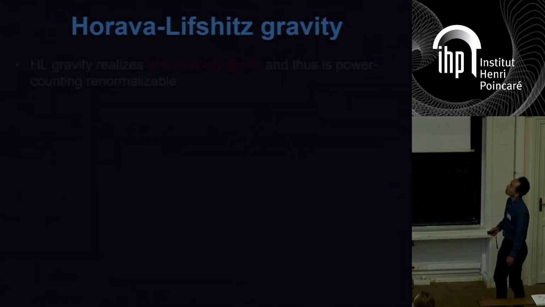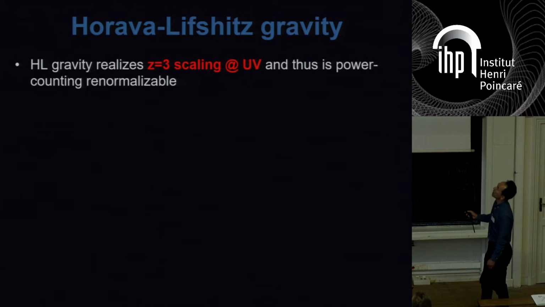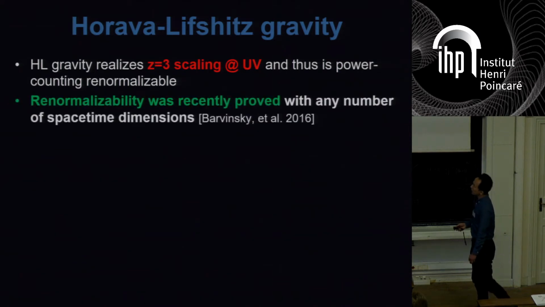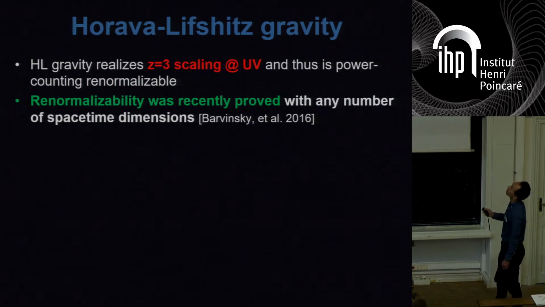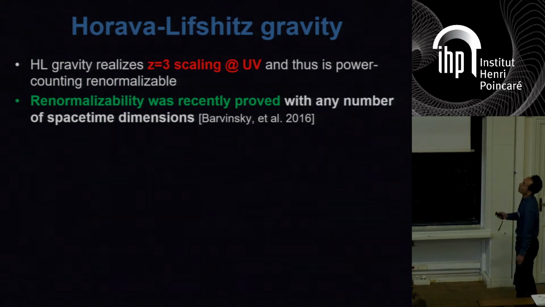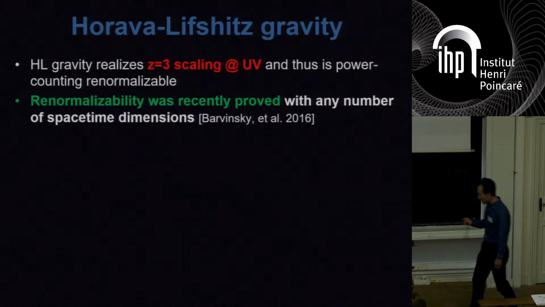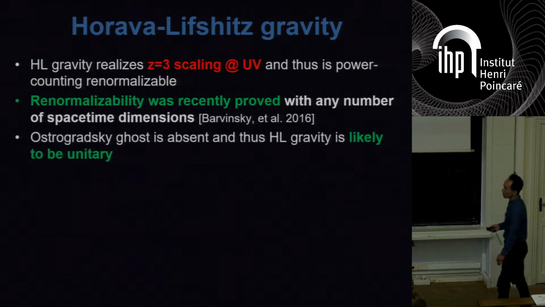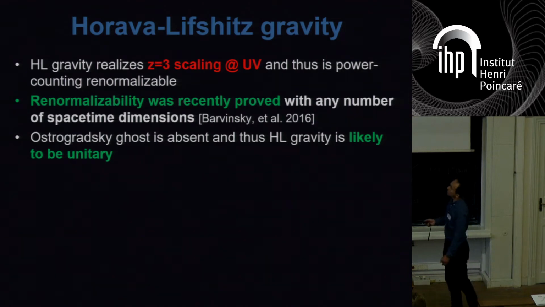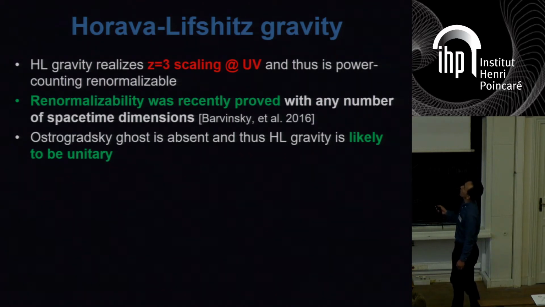So this theory realizes z equals 3 scaling in the UV, and therefore is power counting renormalizable. And recently, renormalizability in the real sense was proved by those people in any number of dimensions. So we now have a field theory of gravity which is renormalizable. Also, because in this theory there are no higher time derivatives, there is no Ostrogradsky ghost, and this theory is likely to be unitary.